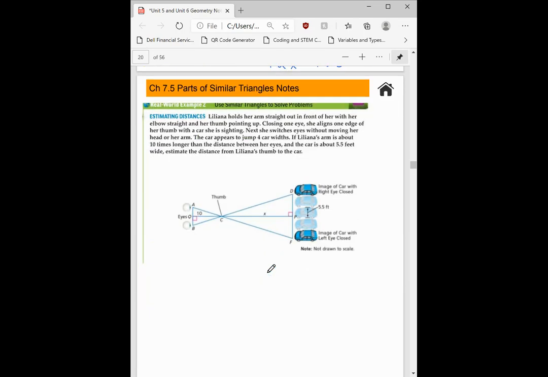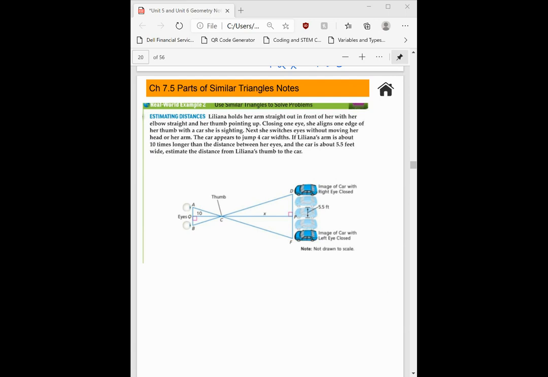Okay. Let's look at the next example here, which is a real-world problem. Liliana holds her arm straight out in front of her with her elbow straight and her thumb pointing up. Closing one eye, she aligns one edge of her thumb with the car she is sighting. Next, she switches eyes without moving her head or thumb, and the car appears to jump 4 car widths. If Liliana's arm is about 10 times longer than the distance between her eyes, and the car is about 5.5 feet wide, estimate the distance from her thumb to the car.